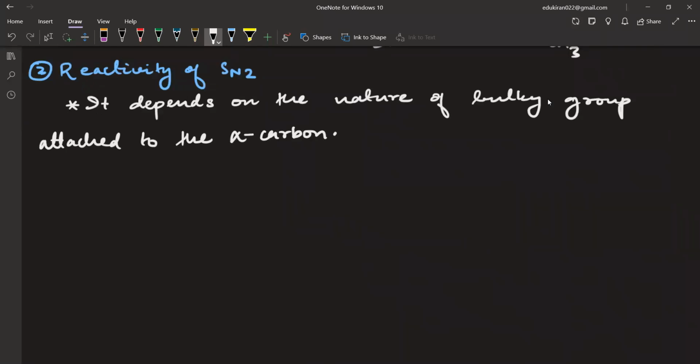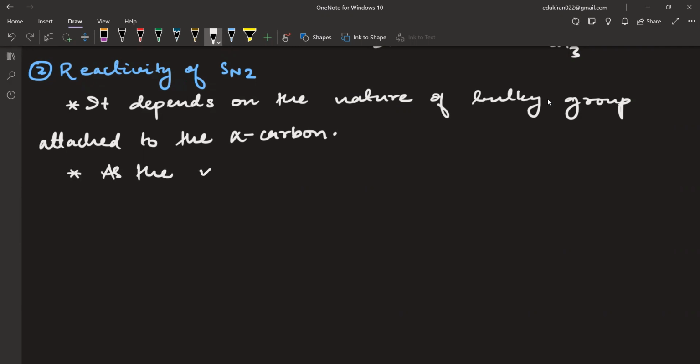You all know what is alpha carbon? The alpha carbon is the carbon that has the halide, that has the halogen atom. Yeah, correct. Bonded to the halogen atom. Okay. Please write the next point.